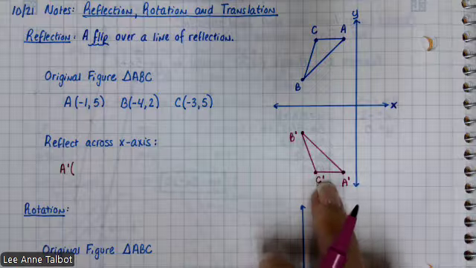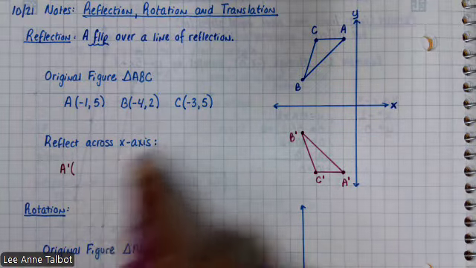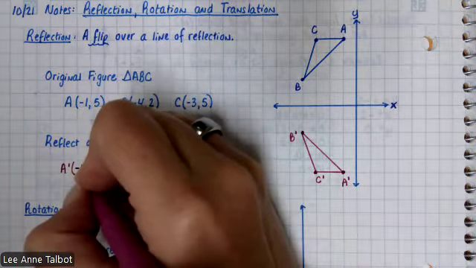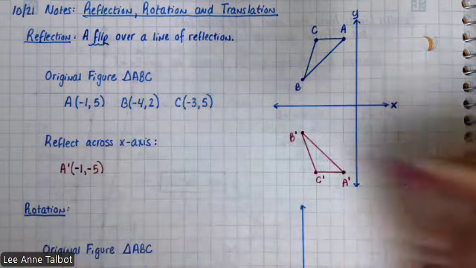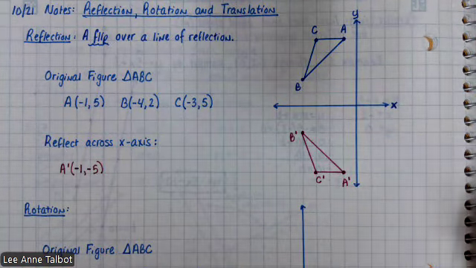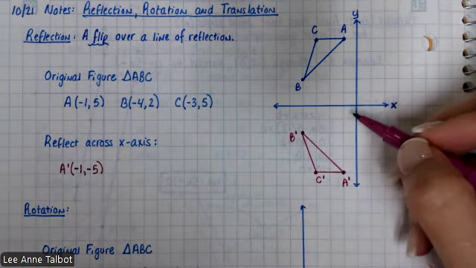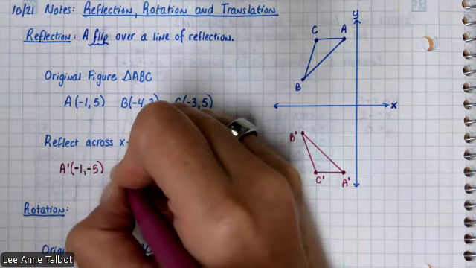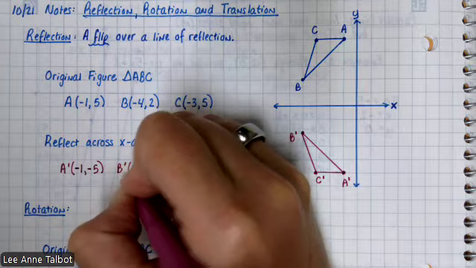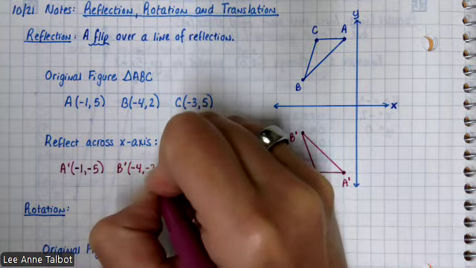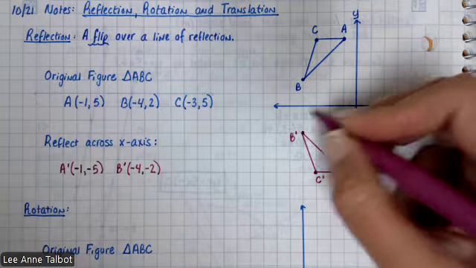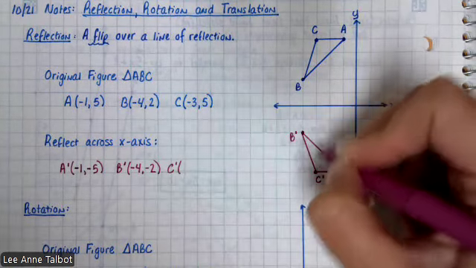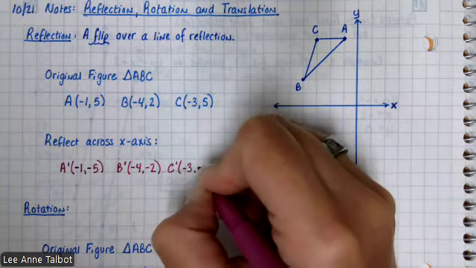Now we're going to state what coordinates they are. So A prime is -1, -5. B prime is -4, -2. And C prime is -3, -5.